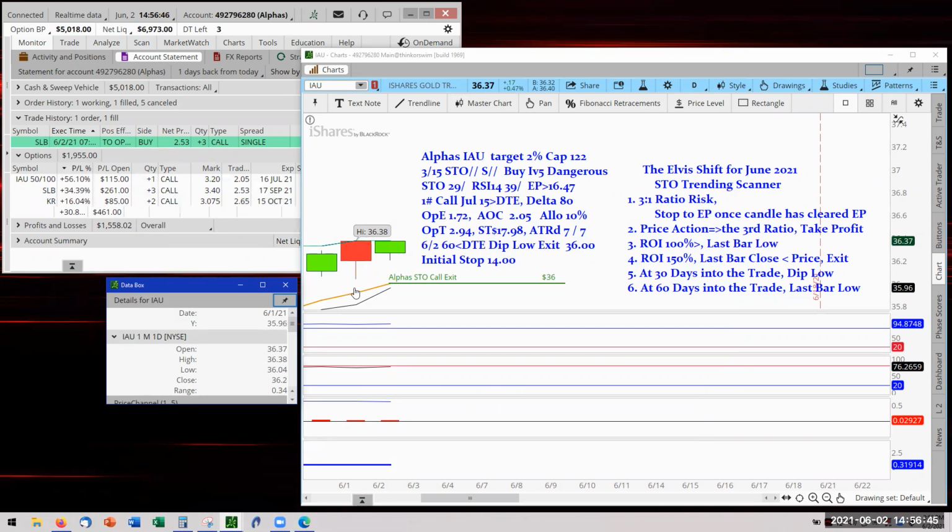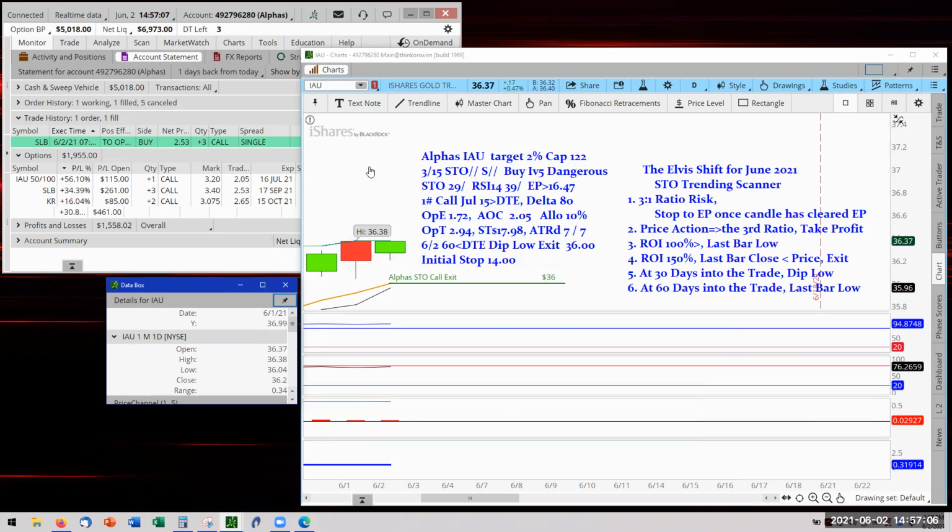Now we have a dipper low. This was 36.06. This became 36.04 by 2 pennies. And this became now 36.21. So now we have a stop at $36, and there it is. The journal has been updated to June 2nd, less than 60 days to the date of expiration at $36.